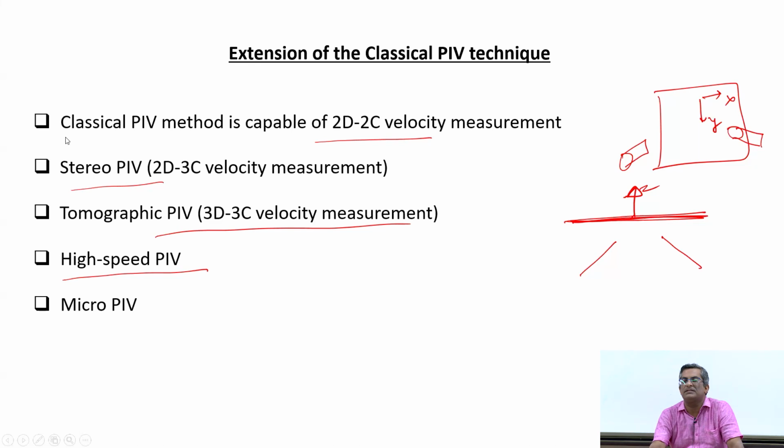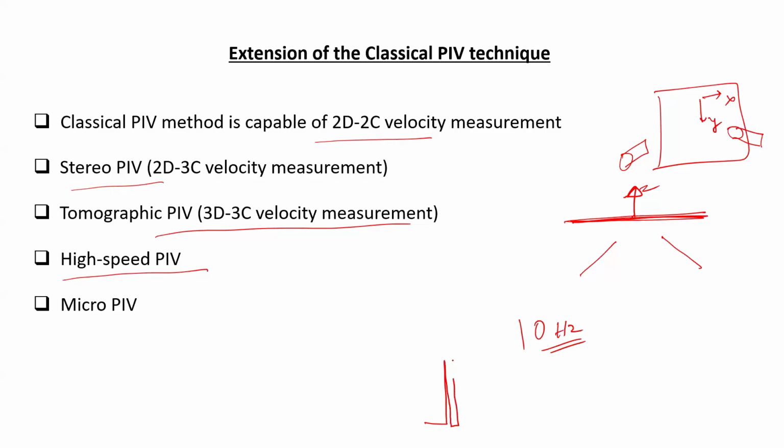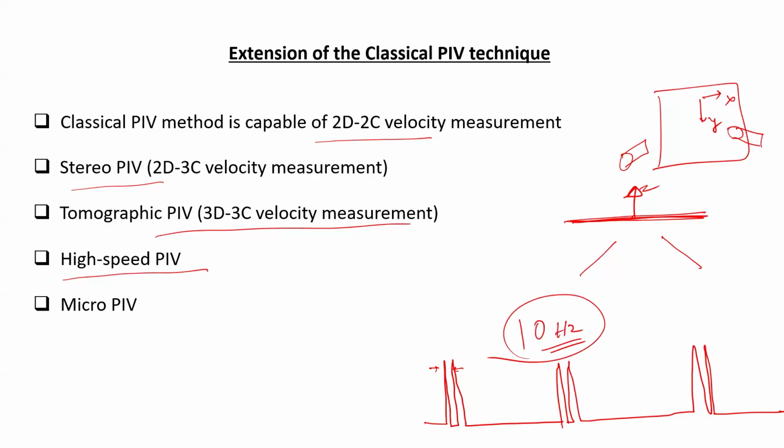Now, an extension of conventional PIV is also high speed PIV. High speed PIV means, in a conventional PIV, as I said, the repetition rate of the laser is typically 10 hertz, which means that actually you have this scenario: 2 laser pulses with this delta t time delay, but you have this kind of pairs of laser pulses generated corresponding to this 10 hertz. 10 hertz means 0.1 second.